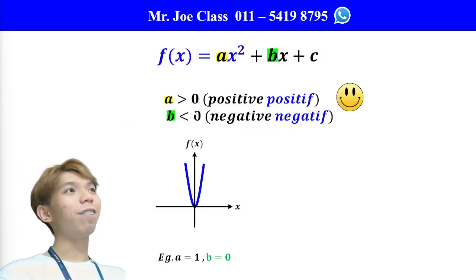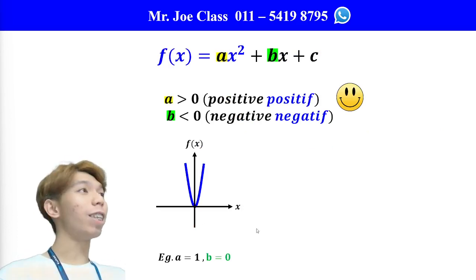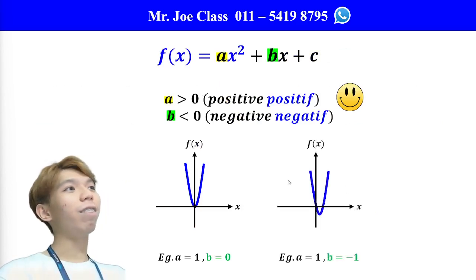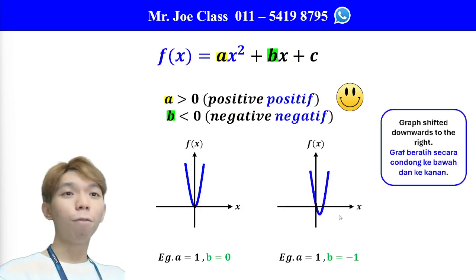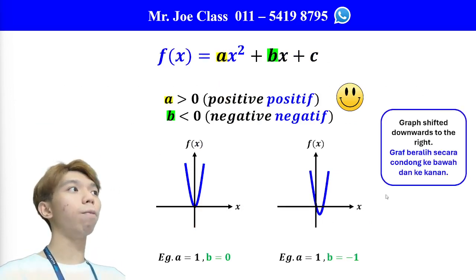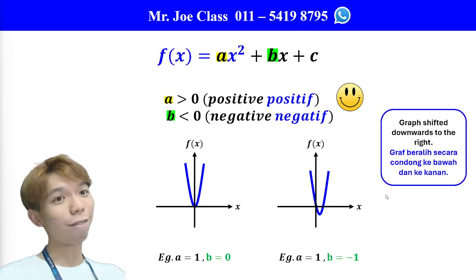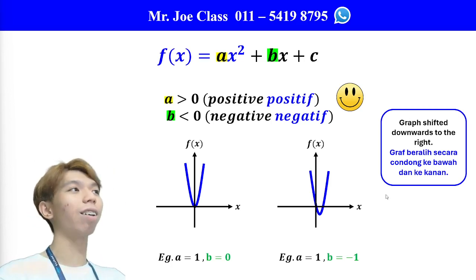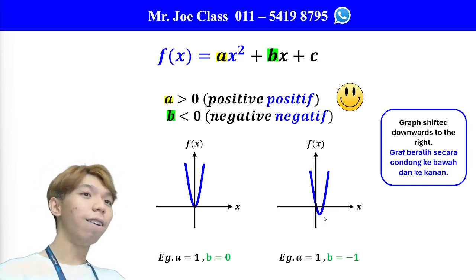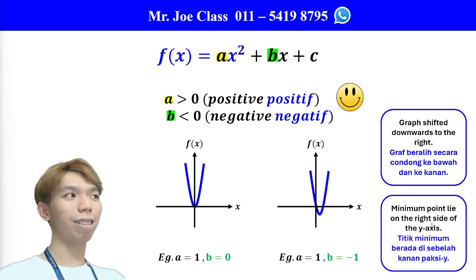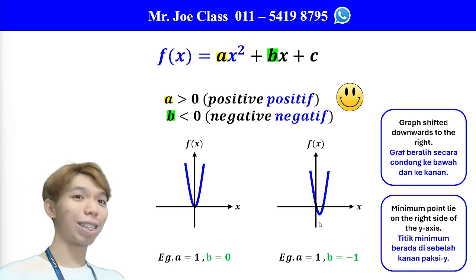Alright, now what if the value of a is positive but the value of b becomes negative? Let's take a look at how it will influence the shape. When the value of b becomes negative, it will move downwards, but to the right hand side. Beralih secara condong ke bawah tapi ke kanan. So now it's not to the left, it's to the right, downward to the right. And when it moves downward to the right, the minimum point is on the right hand side of the y-axis. So the minimum point lies on the right side of the y-axis. Titik minimum berada di sebelah kanan paksi y.